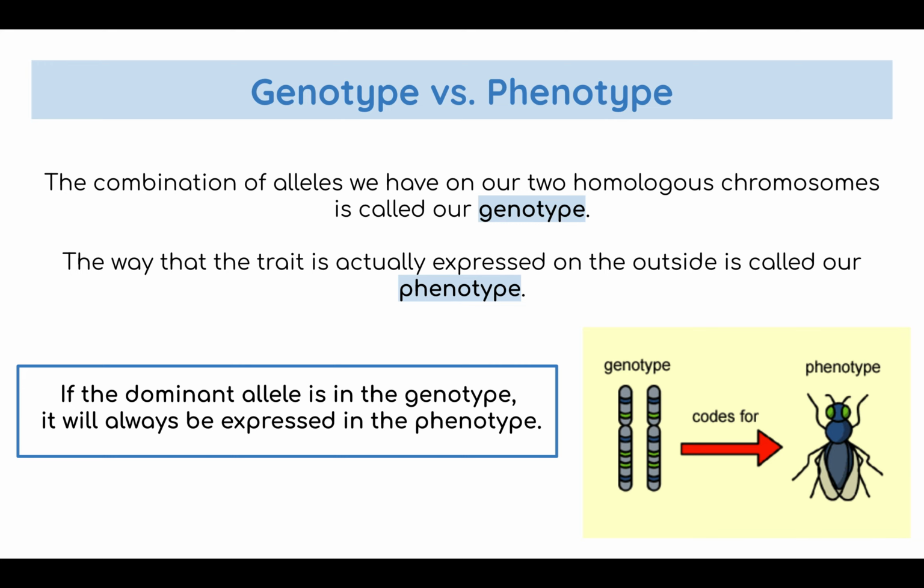So the genotype is the letters, and the genotype is the alleles. The result of that genotype and the way that it's actually expressed or shown on the outside of your body, that is called the phenotype.